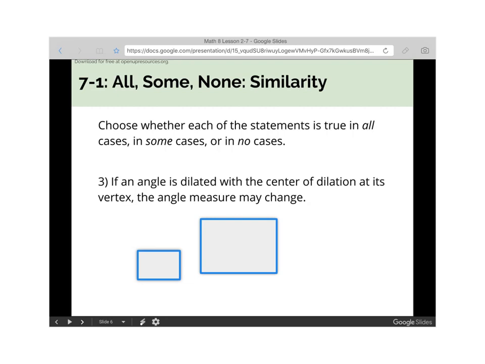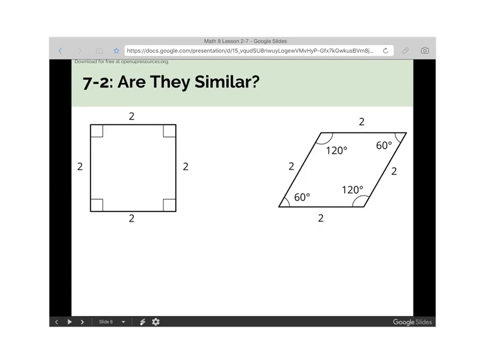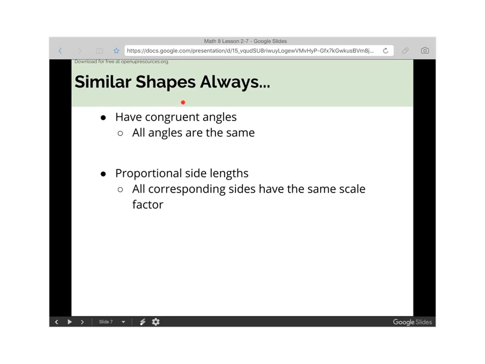Since we know that similar shapes keep the same angle measures when you dilate them, then this will be true in no cases. A dilation will never cause the angles to change. Just to quickly review, similar shapes always have congruent angles. That means when we do a dilation, we know the shapes are going to be similar. All angles are always the same.